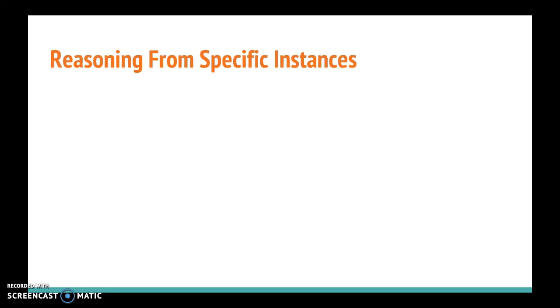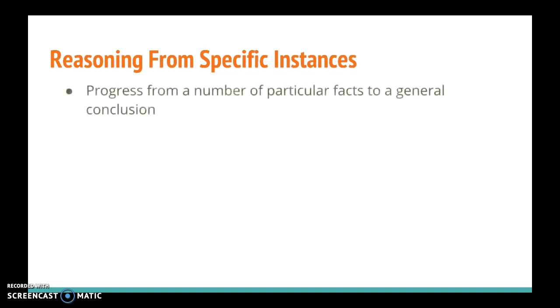When it comes to logic and reasoning, there are a few different paths that we can take when we are trying to make an argument. The first of these is reasoning from specific instances. When we are using this type of reasoning, we are progressing from a number of particular facts to a general conclusion. So we are looking at the data that we have and coming up with one explanation for all of that data. This is also what's known as inductive reasoning.